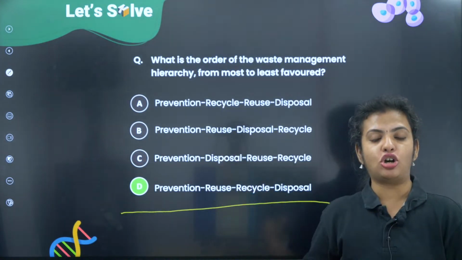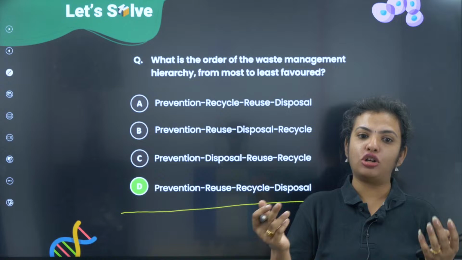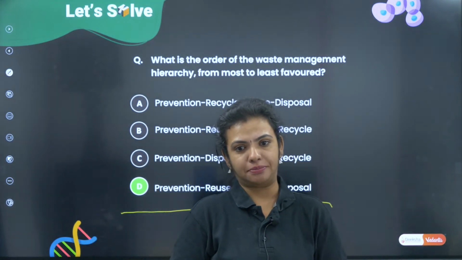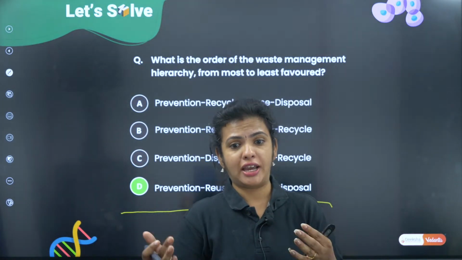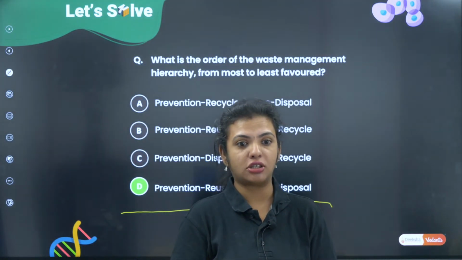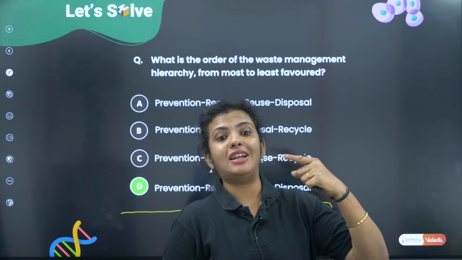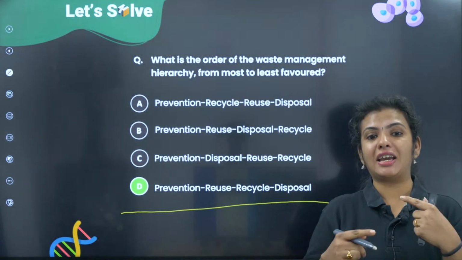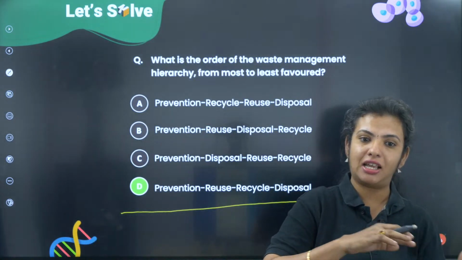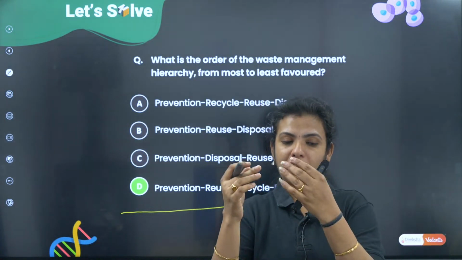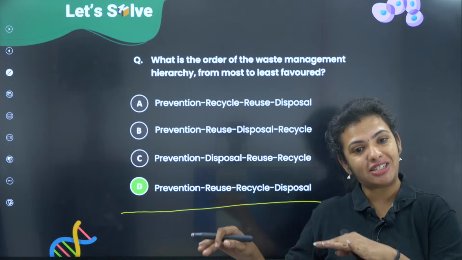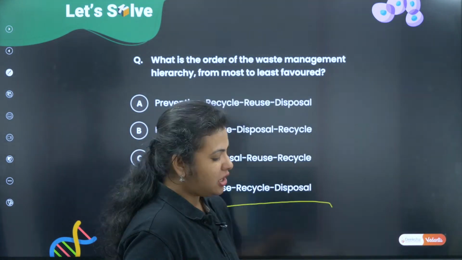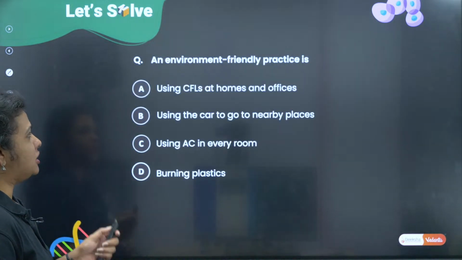I have to go to a shop. Unfortunately, there is no jute bag or cloth bag. The shopkeeper gives me a plastic bag. Then what do I do? I have to use it, right? Because I have no other choice. So what will I do? I will reuse it. I will reuse that plastic bag again and again until it is possible that it can be recycled. Then I will send it for recycling and finally dispose of it. So that's what waste management is.